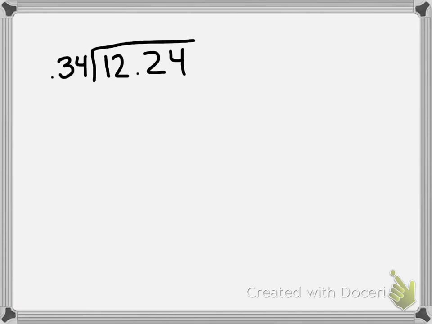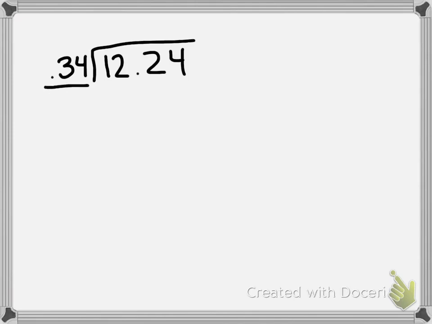All right, let's do another one. Maybe on this one, try pausing it and doing it along with me, or if you want to watch one more, that's okay. This time we're going to add some more digits. Our dividend is going to be 12 and 24 hundredths, and we're going to divide it by a divisor of 34 hundredths.